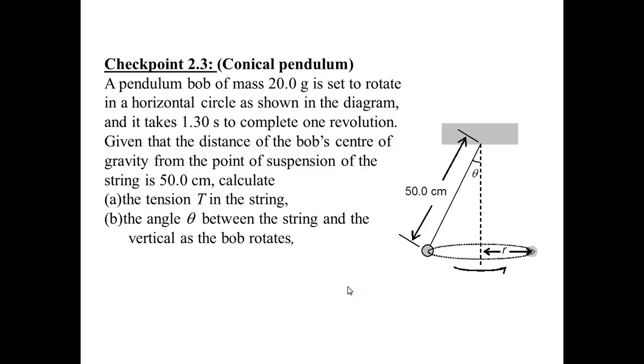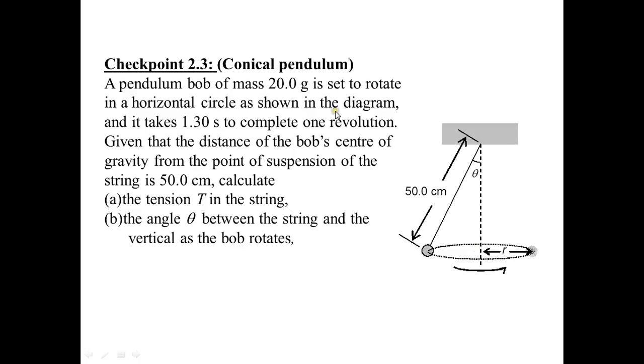Checkpoint 2.3. Here you have a pendulum bob. The mass is given as 20 grams and it's set to rotate in a horizontal circle as shown in the diagram. So this is similar to checkpoint 2.2. The time taken to complete one revolution is 1.3 seconds, so the periodic time is given. The distance of the bob's center of gravity from the point of suspension of the string is 50 cm. You are asked to calculate A, the tension T in the string, and B, the angle theta between the string and the vertical.